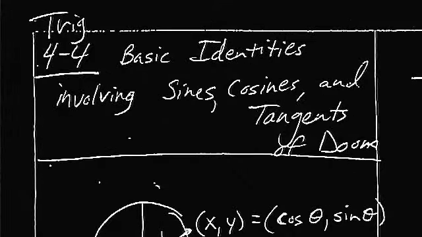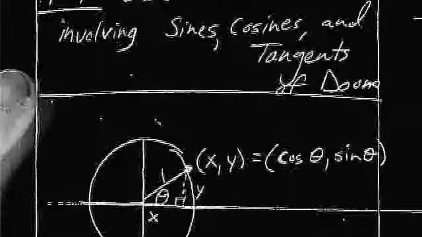Anyway, we need to go on to section 4.4. The basic trig identities for sines, cosines, and tangents of doom. Yes, Mr. Ducker, that was for you.